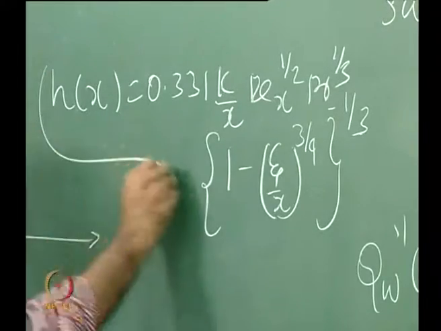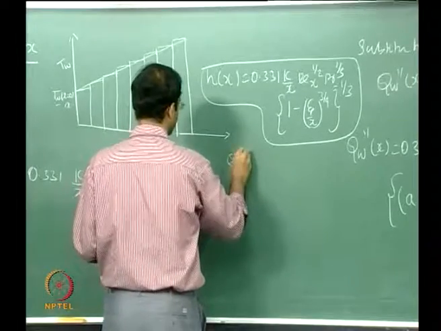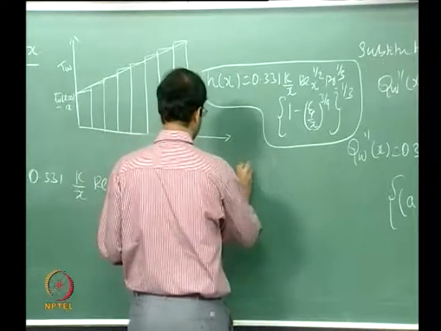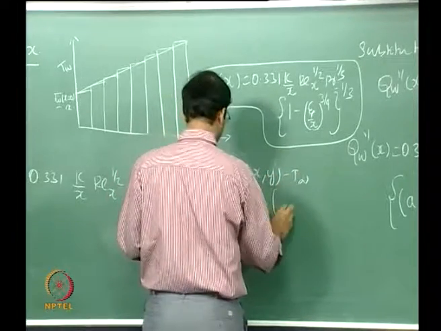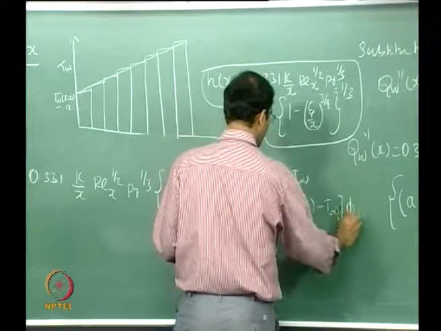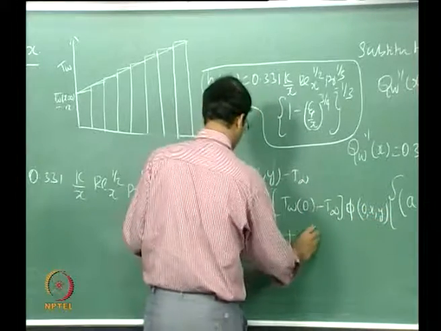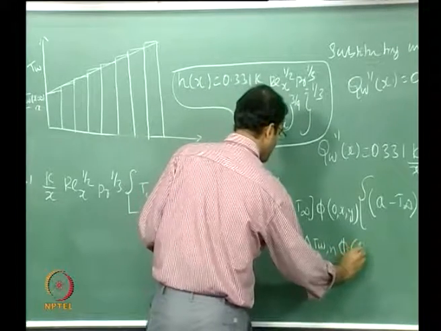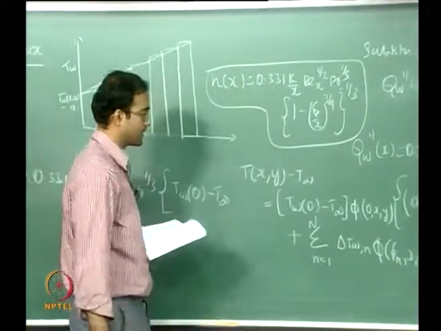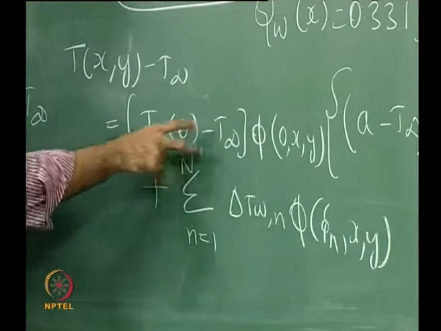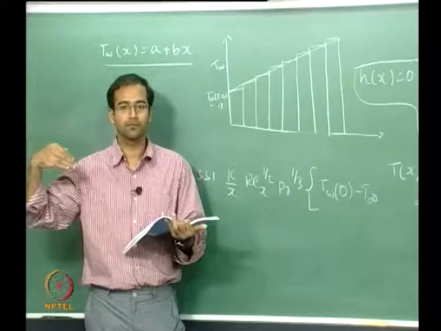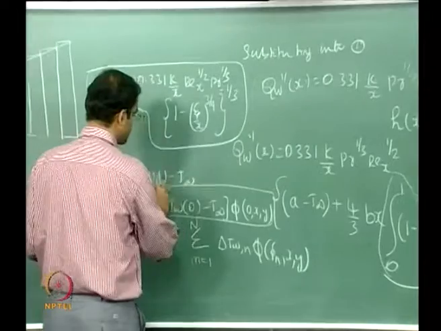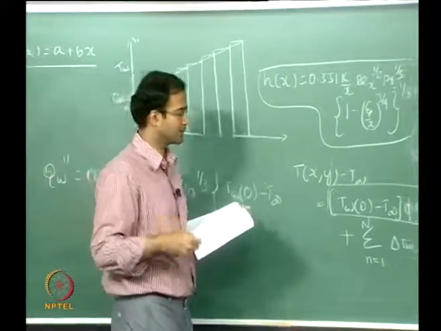Okay, so this we had to substitute into the expression for q wall of x, which was, so you had the original expression for T minus T infinity, that was T wall 0 minus T infinity into phi of 0 comma x comma y plus summation of n equal to 1 to capital N delta T wall n phi of x comma y. So this was what we saw yesterday. This was for the local variation in temperature. We have superposed the solutions where you have a uniform temperature, and one by one the incremental temperatures. So all of that when we superpose, first you have the basic solution plus the incremental solutions, which is basically this.